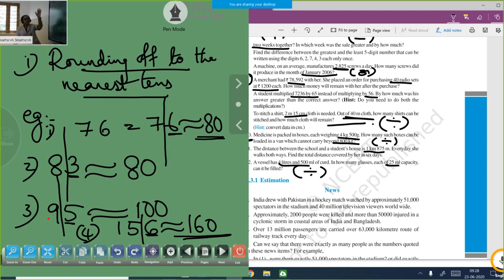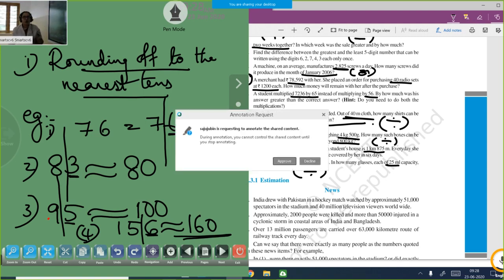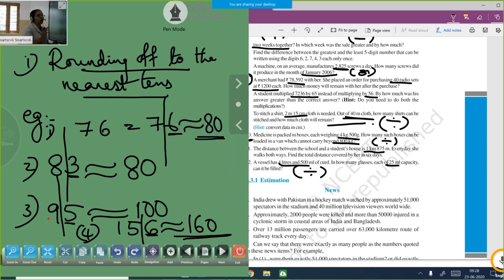For rounding to the nearest tens, always see the ones digit. If the ones place is 5 or more than 5, the tens place will change. If the ones place is less than 5, there is no change. Okay? This is the way we are rounding.